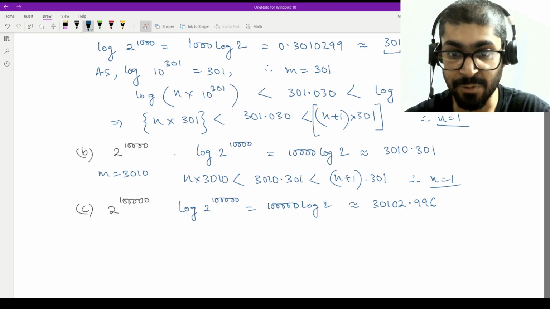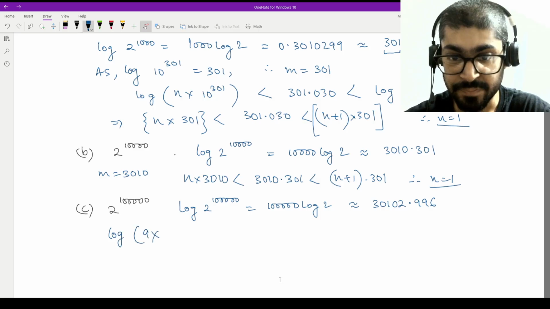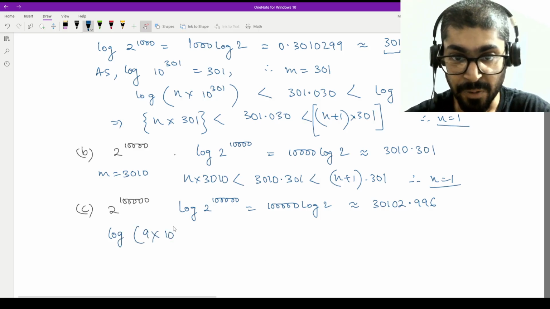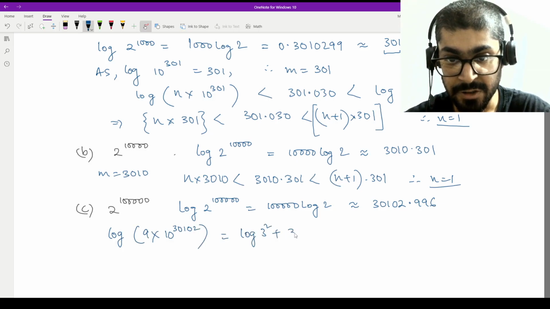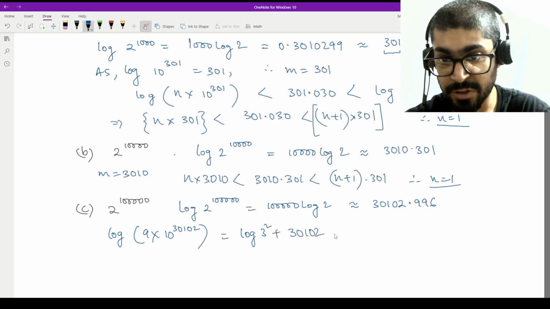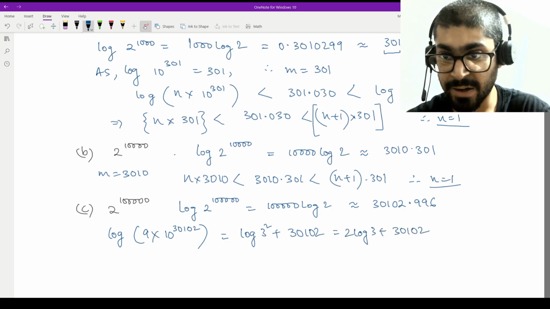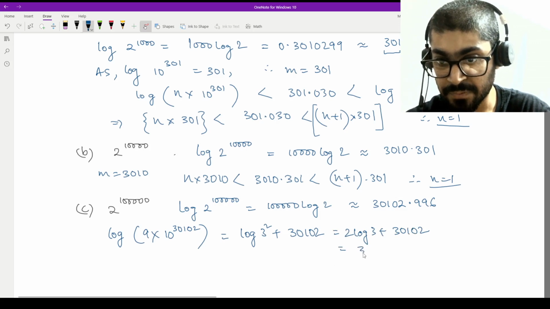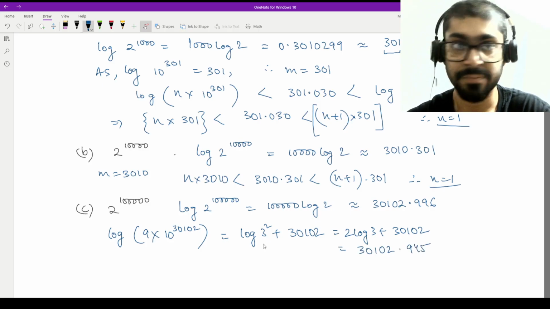We will start by checking with log of 9 into 10 to the power 30102. This just means log 3 square plus 30102, which means 2 log 3 plus 30102. If I pick up the values, I'll get 30102.954. Sorry, 954.